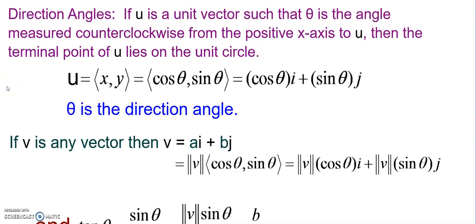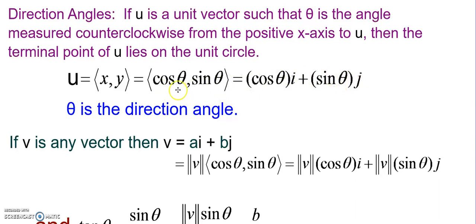So direction angles, we talked about this already. If u is a unit vector such that theta is the angle measured counterclockwise from the positive x-axis to u, then the terminal point of u lies on the unit circle. That should make sense because u is a unit vector, right? So u in component form, x comma y, can be written as cosine of theta comma sine of theta, or in rectangular form can be cosine theta i plus sine theta j.